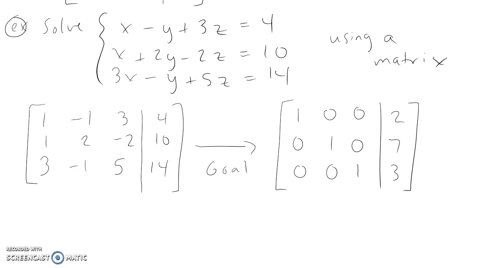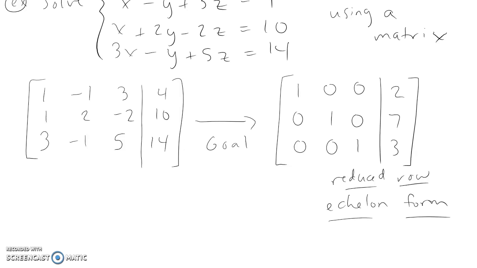Okay. Notice what this matrix has. It has a 1 in the diagonal, zeros everywhere else left of the line, and then 2, 7, 3. This is called a reduced row echelon form. So our goal is to get our matrix into reduced row echelon form.